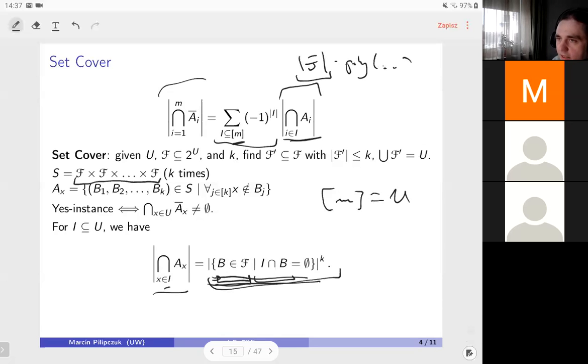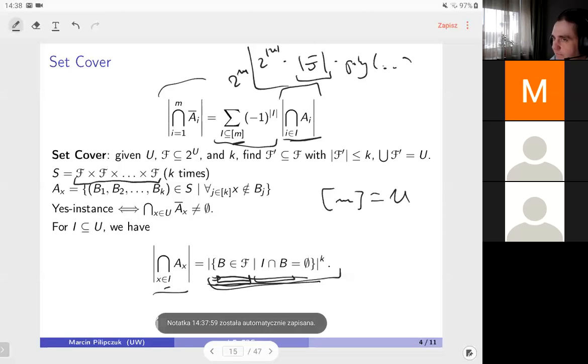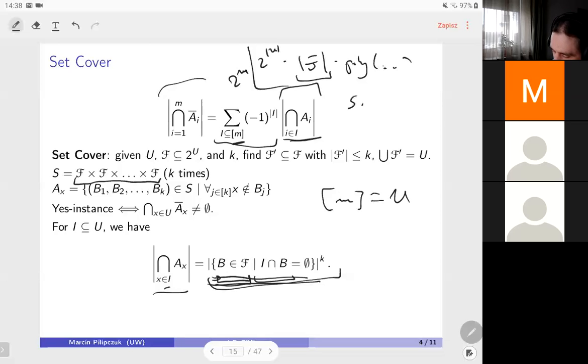And what we gained here: the running time is 2 to the m, so 2 to the size of the universe, times F times some polynomial. We don't care about the polynomial. We don't compare the polynomial from here and from the dynamic programming algorithm. But the gain here is that we don't have any DP table. We don't have anything to remember. There is just scanning and computations. The space is polynomial.